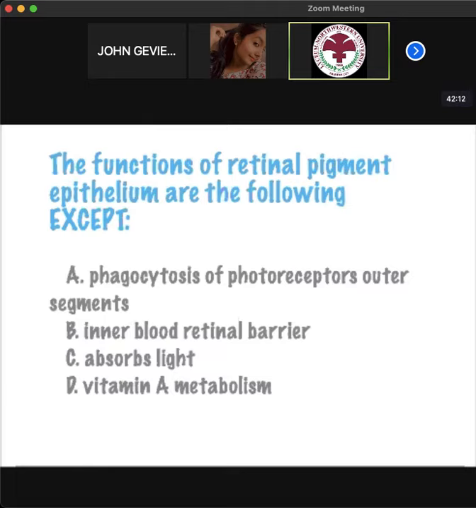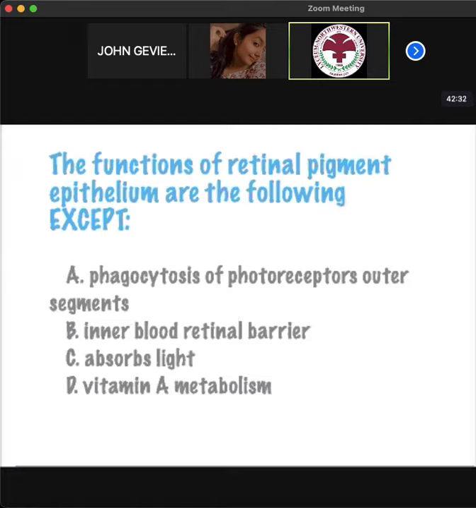Answer is B. Why B? Because RPE is the outer blood retinal barrier.